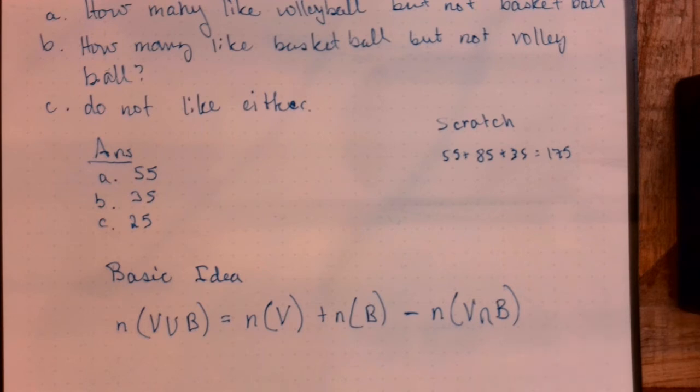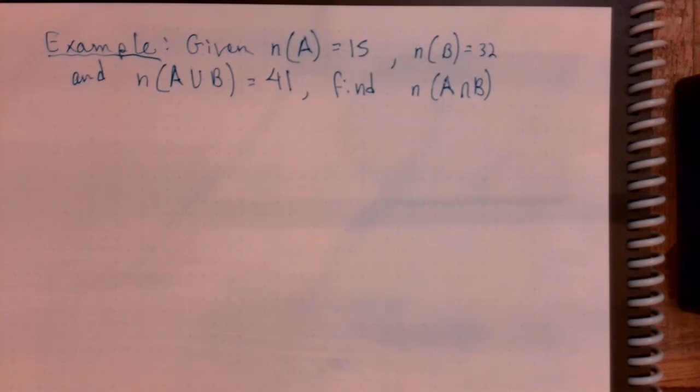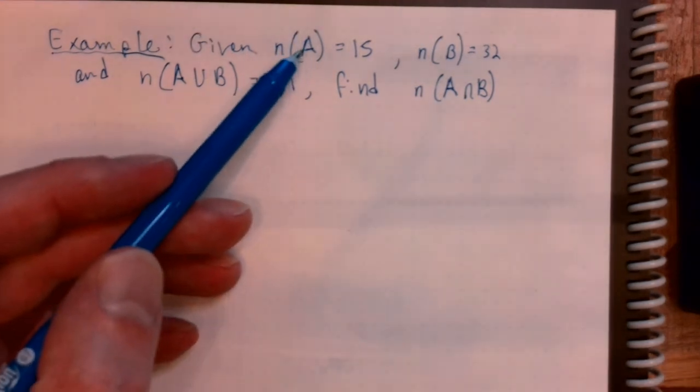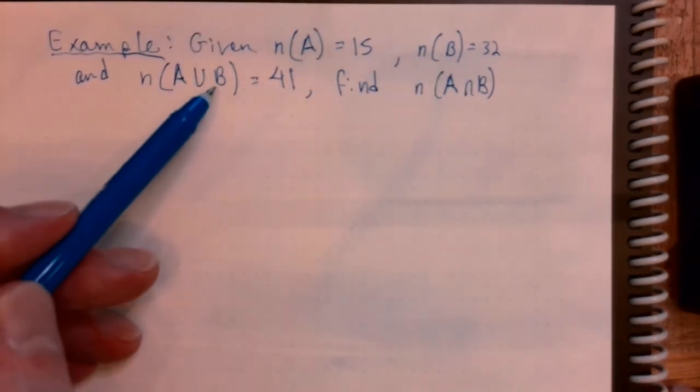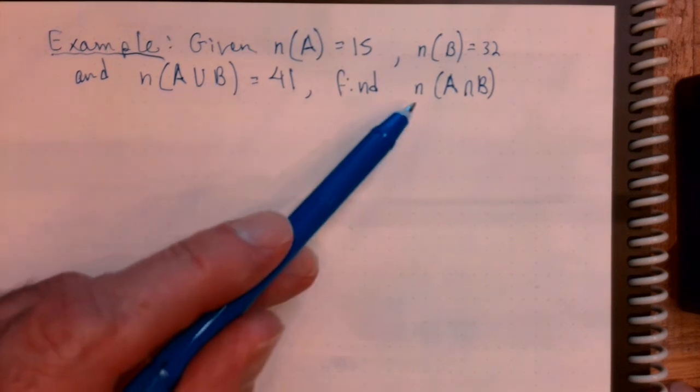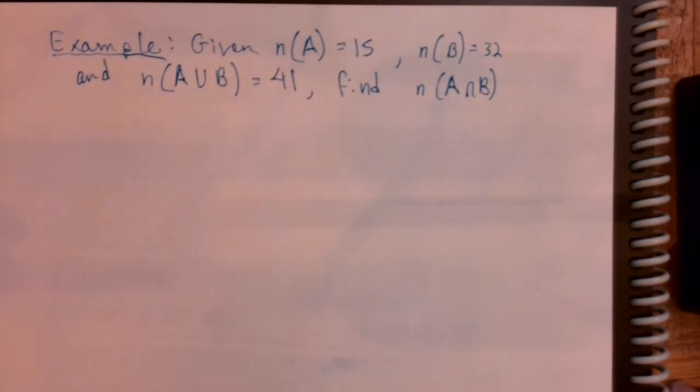I do want to look at one more example where we do this with numbers rather than an applied problem like this. So let's change over to that. In this example, they're telling us the number of things in A, the number of things in B, and the number of things in the union. They're asking us to find the overlap.